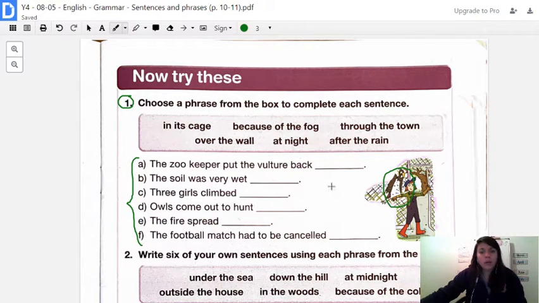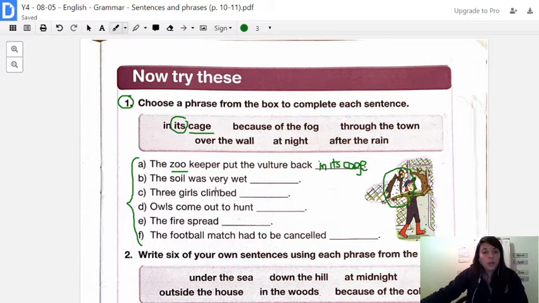Now, birds that are kept in zoos have to be in certain places, like for example, in a cage. So to me, what's missing in this sentence is the phrase "in its cage." So I'm going to say, "The zookeeper put the vulture back in its cage." Now notice that "its" does not have an apostrophe, guys, okay? It does not have an apostrophe. Just pay attention to that. I'll explain it to you later on, okay?